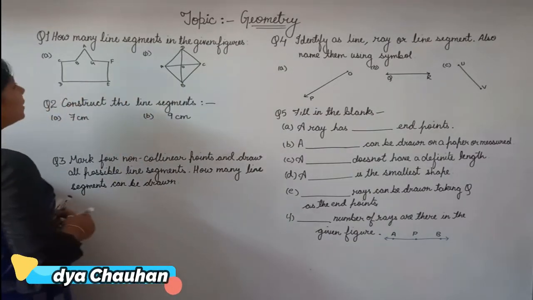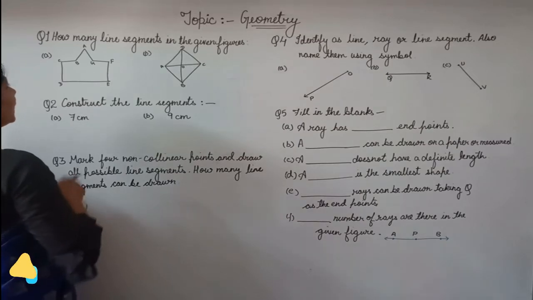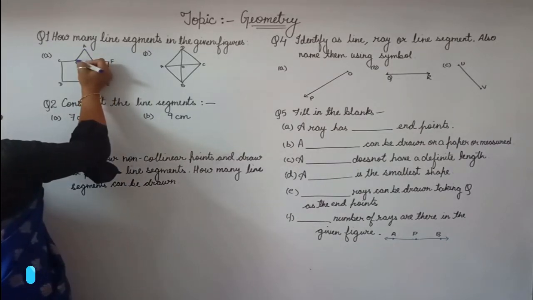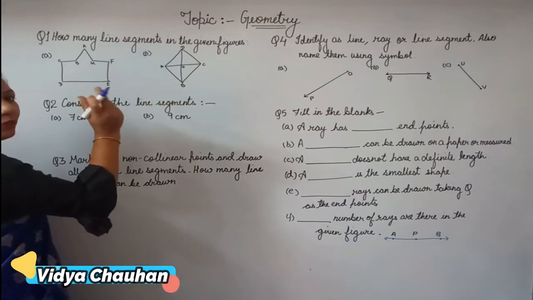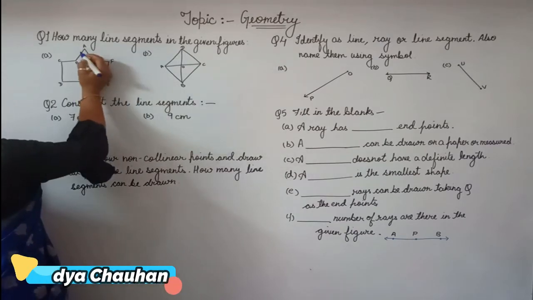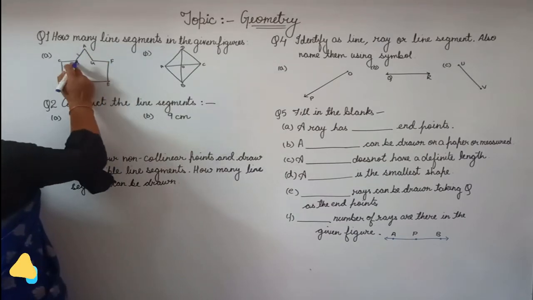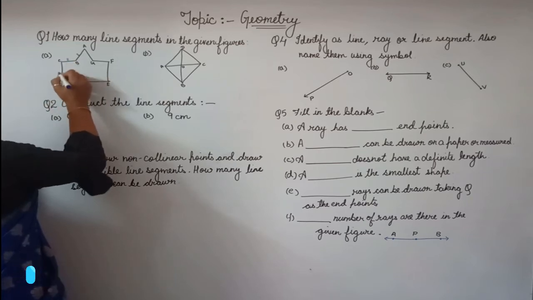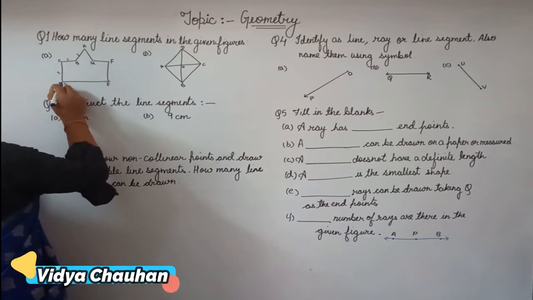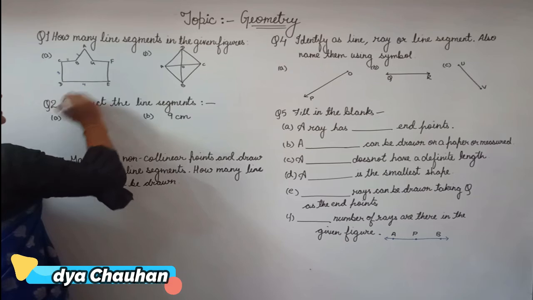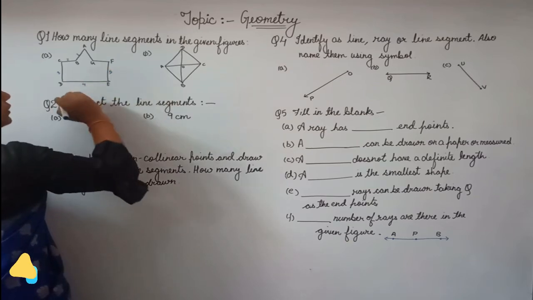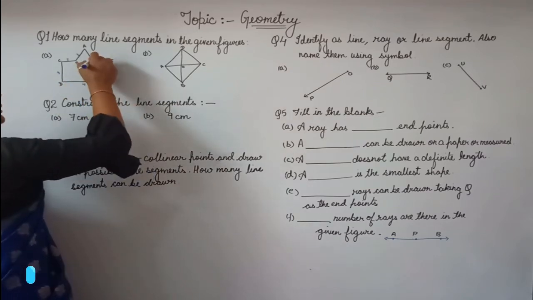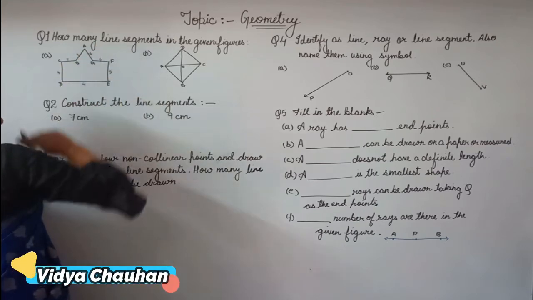So counting up the line segments, very first, as you can see the namings are given. The first line segment will be A to B. A line segment is basically a fixed length. So A to B, this is our first line segment. B to C, second line segment. C to D, third line segment. D to E, fourth line segment. E to F, fifth line segment. F to G, sixth line segment, and G to A, seventh line segment.